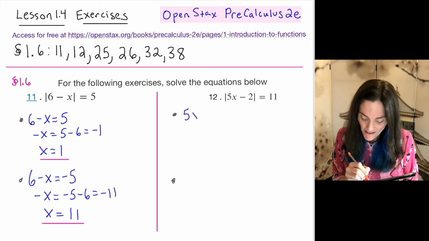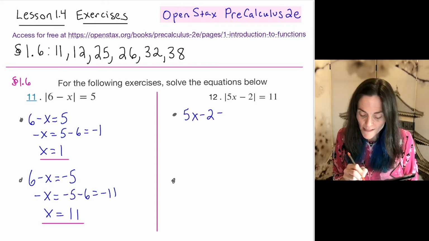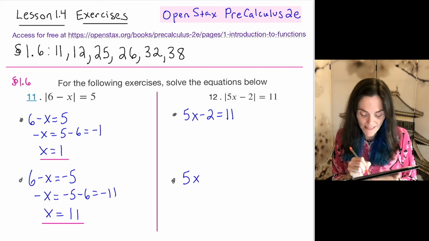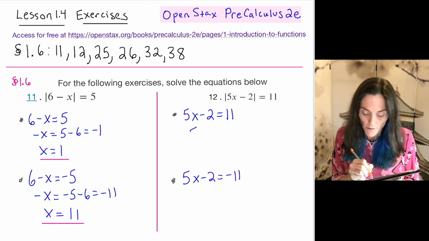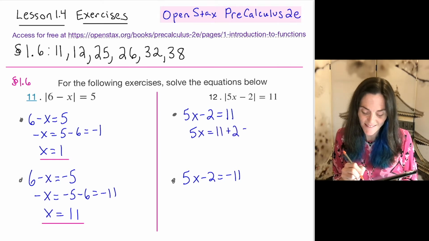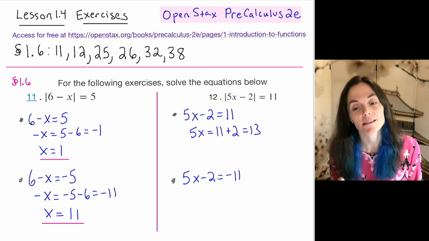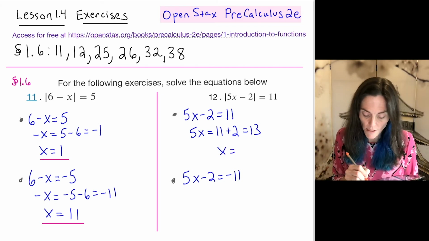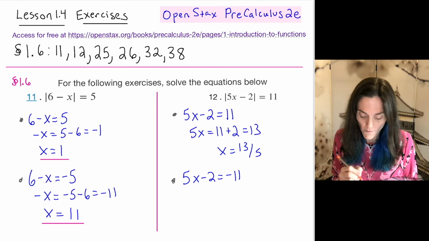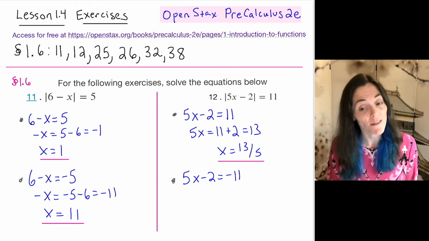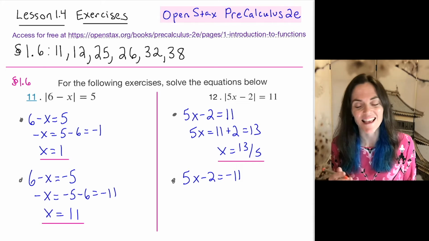Here, one possibility is 5x minus 2 is 11. One possibility is 5x minus 2 is negative 11. Here, 5x equals 11 plus 2. We get 5x is 13. Now just divide by 5. X will be 13 over 5. We have a fraction. It's fine. I would leave the answer like this rather than converting it to decimal, say.